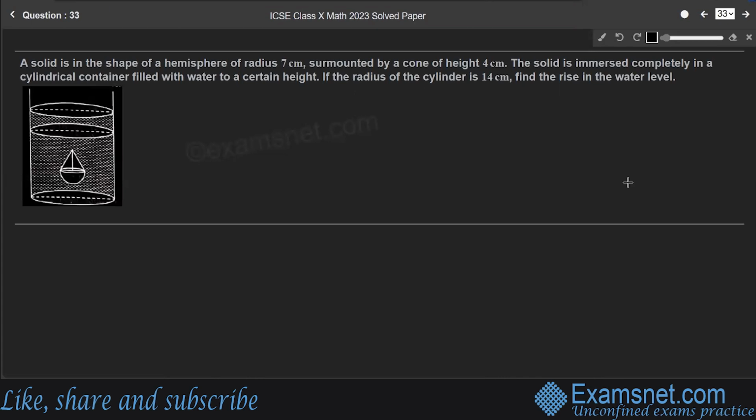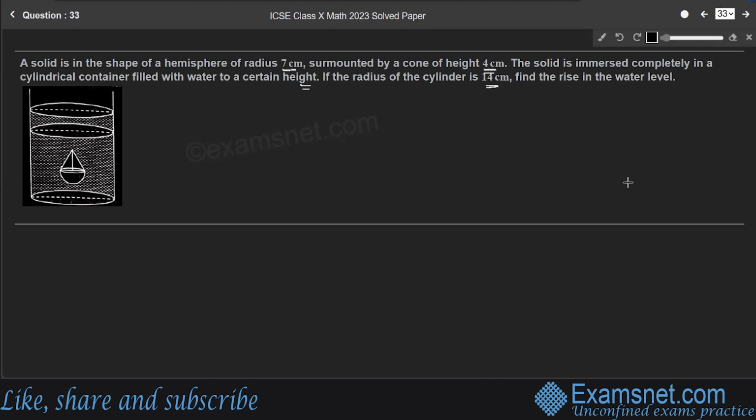Question 33. A solid is in the shape of a hemisphere of radius 7 cm, surmounted by a cone of height 4 cm. The solid is immersed completely in a cylindrical container filled with water to a certain height. If the radius of the cylinder is 14 cm, find the rise in the water level.